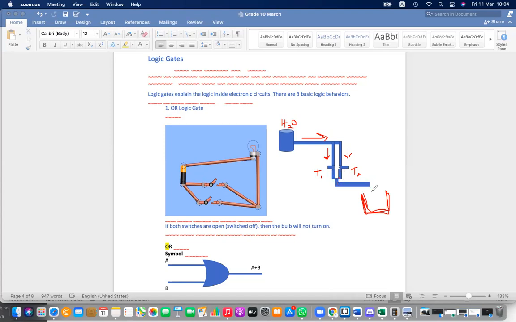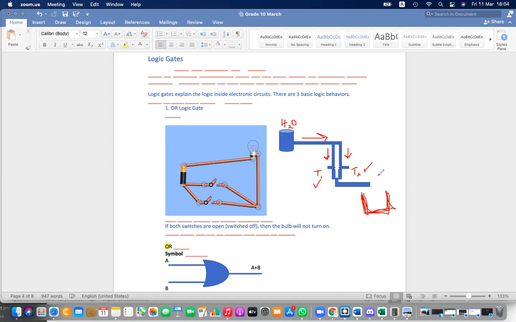What happens if you open both of them? Okay, so what will happen then? It will fill the bucket very fast, sir. Yeah, it will also fill the bucket. Anyway, don't think about faster and slower, but think about filling the bucket. Tap 1 will also do the work. Tap 2 will also do the work. Tap 1 and tap 2 together will also do the work.